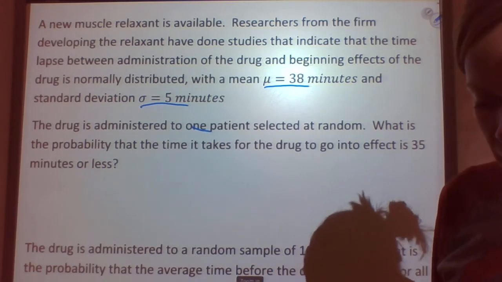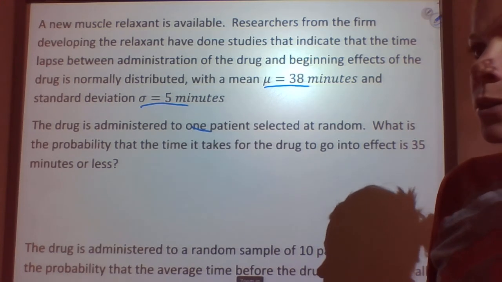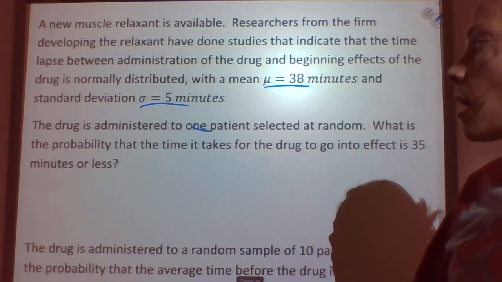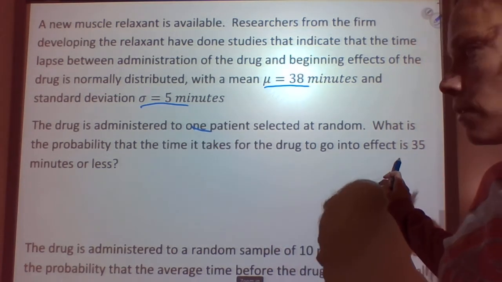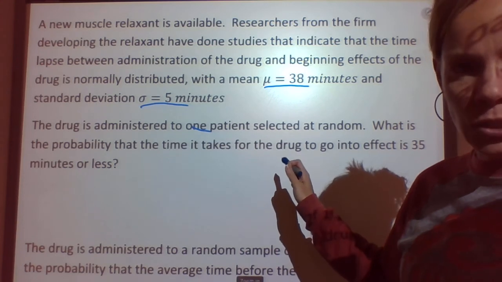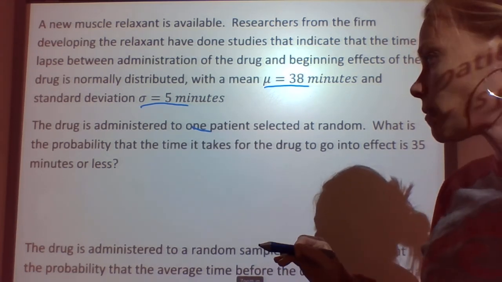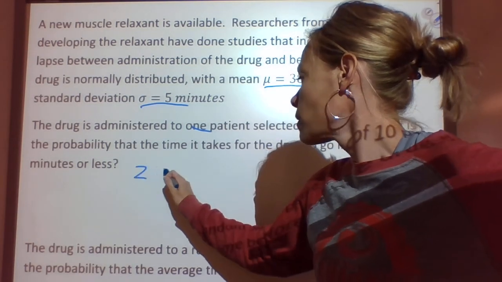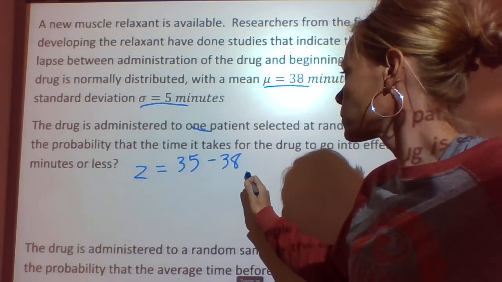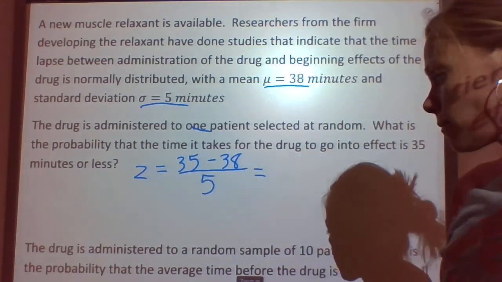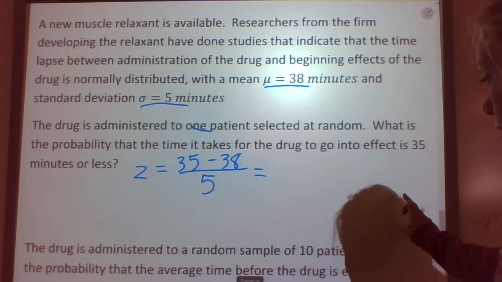Okay, so come test time, this is what the struggle is. How do you know when we are doing central limit theorem? Since I'm talking about one patient, is 35 minutes or less, this is a 5-2 question. It's just one patient, so I don't change anything. I take this 35 and change it into a z-score.